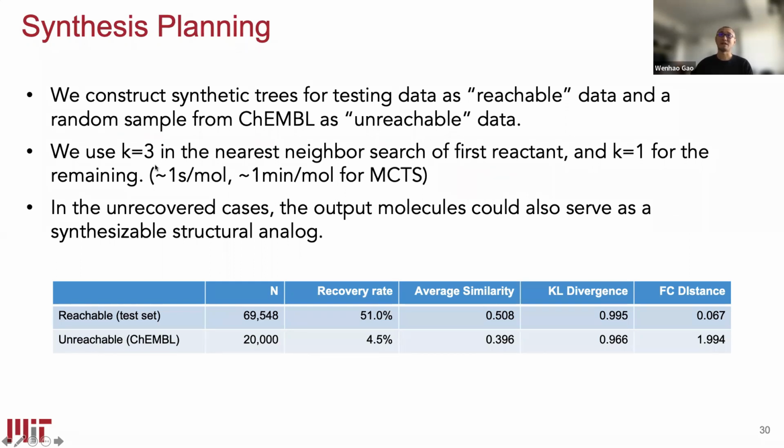When I enlarge the first reactant search from 1 to 3, the recovery increased to 51%. And for the beam search, for enlarging K in the following steps, Rocio has implemented that version, and she found that the recovery rate did not increase too much, but the rate of failing to complete a tree decreased. It's an early attempt, so it's not a final conclusion, I think.